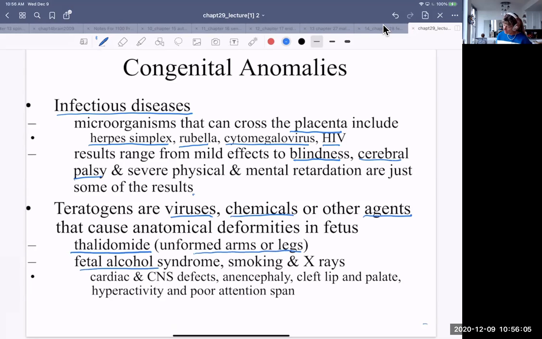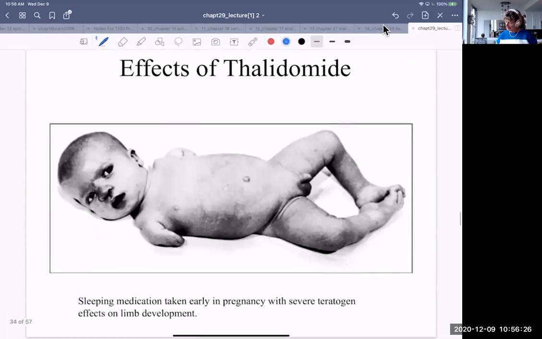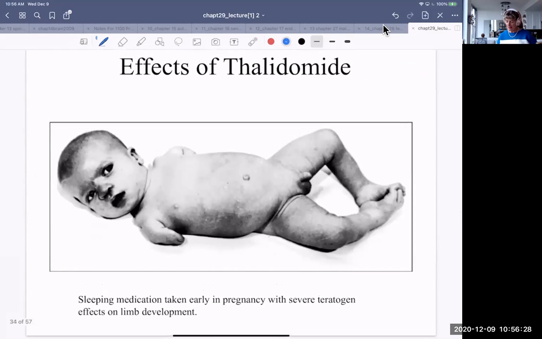Fetal alcohol syndrome, smoking and x-rays can also cause defects, cardiac and central nervous system defects, and anencephaly, so a lack of growth of the brain tissue, a cleft lip and palate, hyperactivity, and poor attention span. So the effect of thalidomide, that was a very tragic time.